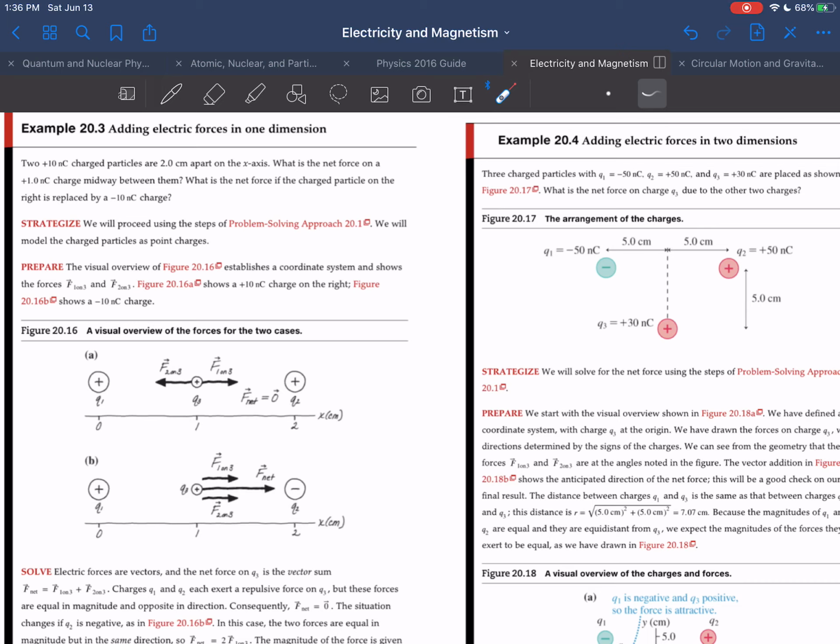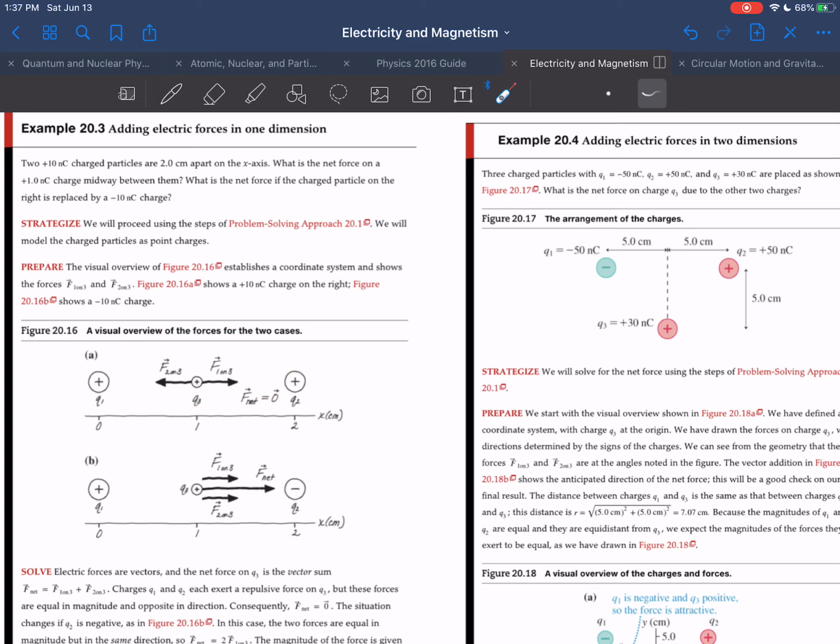It's 1 centimeter, which means that F by 2 on 3 and F by 1 on 3 are the same length. They're the same size force. As a result, you add them up vectorially. So you draw one arrow and then you add them tip to tail. And because those forces are balanced, your net force is 0, which means Q3 does not feel a net force right at that center. It's being pushed in both directions with equal magnitude.